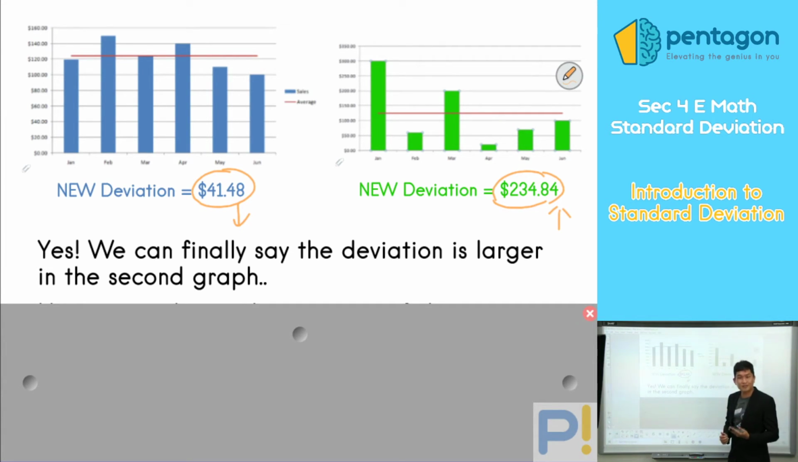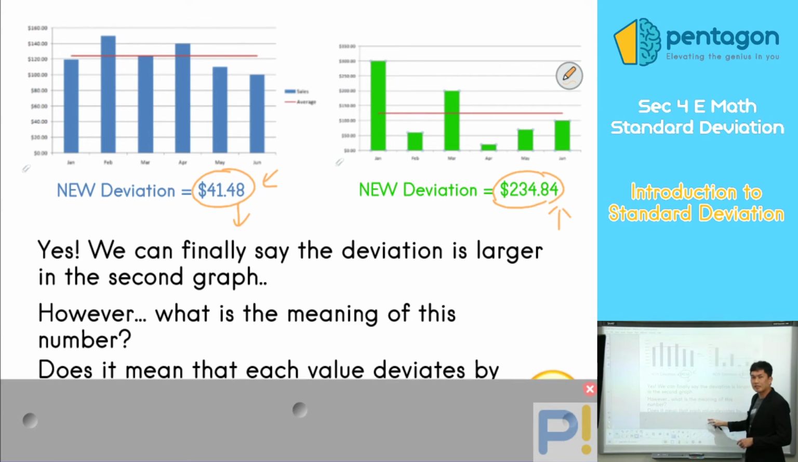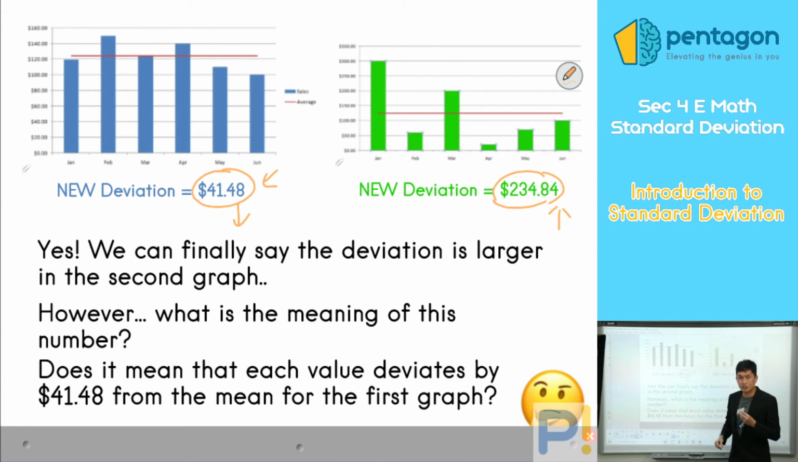If you recall, the definition of deviation is how a single measurement differs from the mean. So, what does 41.48 mean? What's the meaning of this number? Are we saying that each of the single values, for example, January, is $41.48 away from the average? February is about 41.48 away from the average? I don't think so. What are we missing?